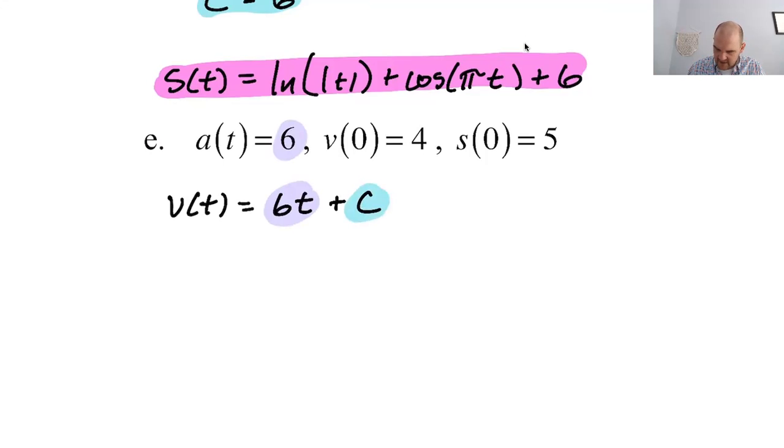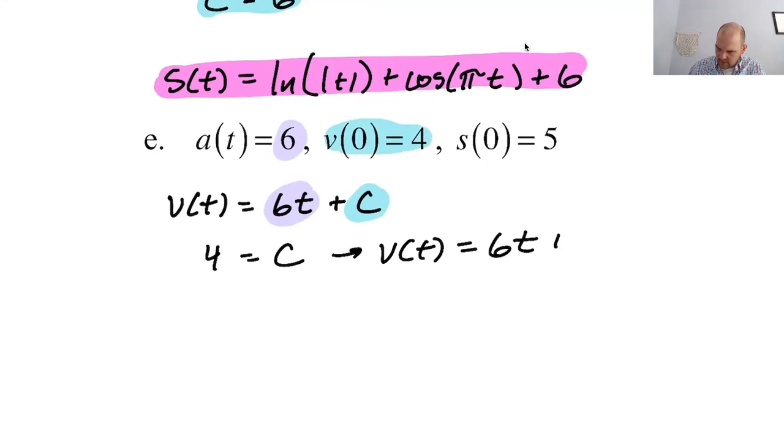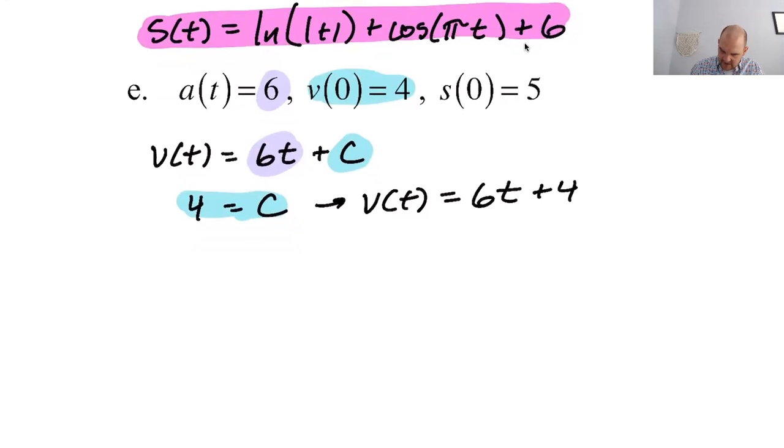We got this. I'm going to use this information to solve for c. And you can actually just see right away that that's the case. So v of t is 6t plus 4. Okay, so where did this 4 come from? So c is equal to 4. Okay, so now I want to go from velocity to position.